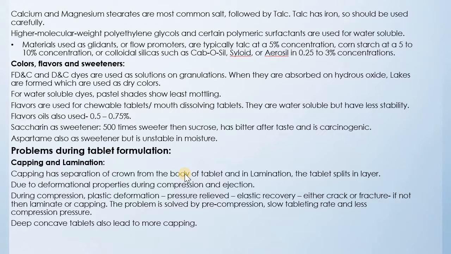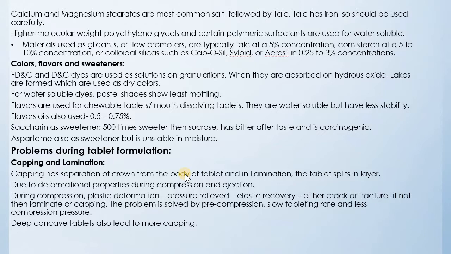Friability is the best test to determine capping and lamination. Capping and lamination are due to the deformational properties of the formulation during and immediately following compression. That means, during compaction, particles undergo sufficient plastic deformation to produce die-wall pressure greater than can be relieved by the elastic recovery when the punch pressure is removed. Means during compression, the pressure is much more than the pressure which can be relieved when the punches are removed.